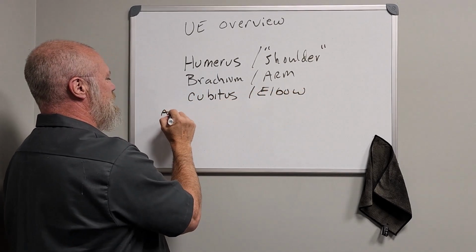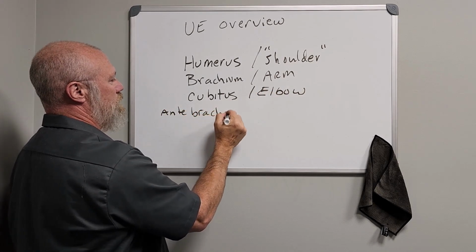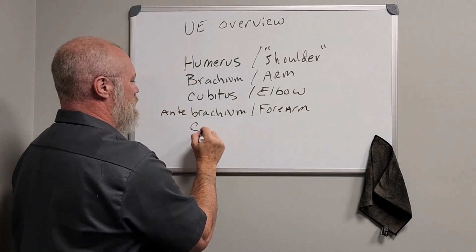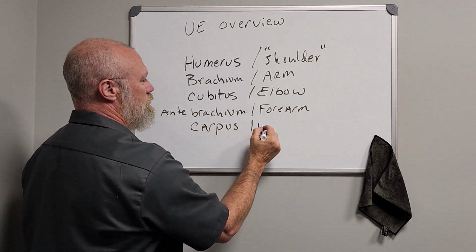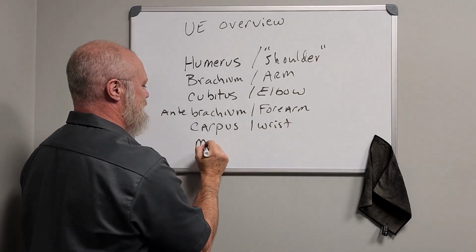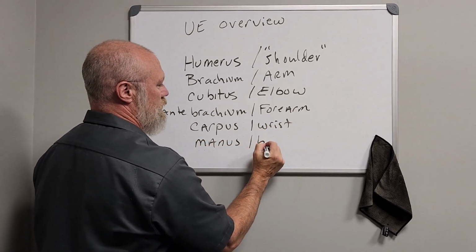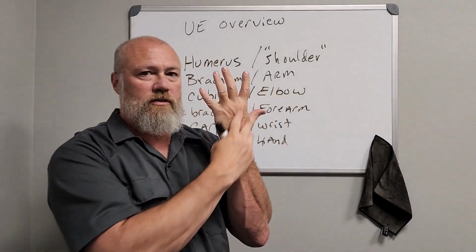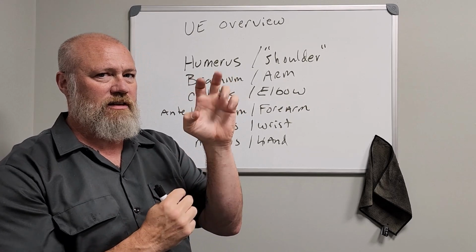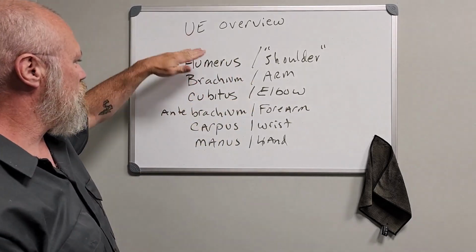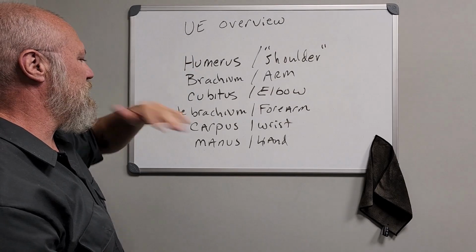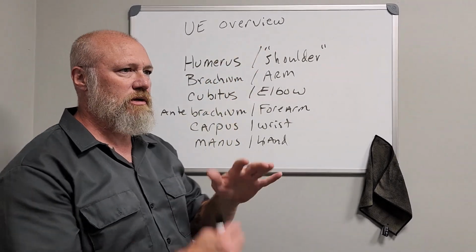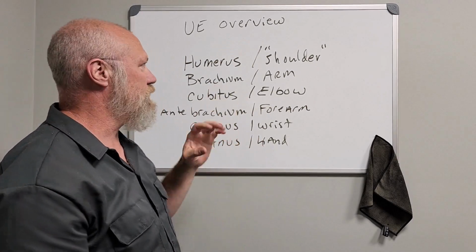Then you have the antebrachium, which is the forearm. The carpus, which is your wrist area. The manus, which is your hand. The hand has the palmar surface, the dorsum or dorsal surface, and the digits, so the fingers. We're not going to go through too much in this overview. Just realize there are these six regions, including the surfaces and digits of the upper extremity.